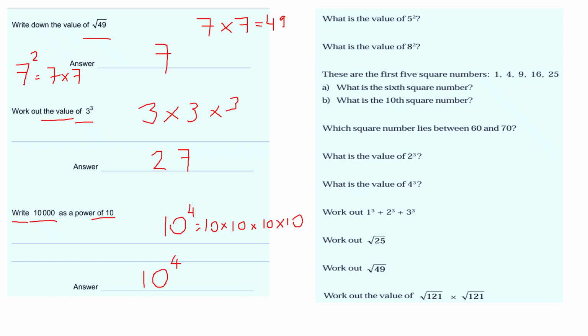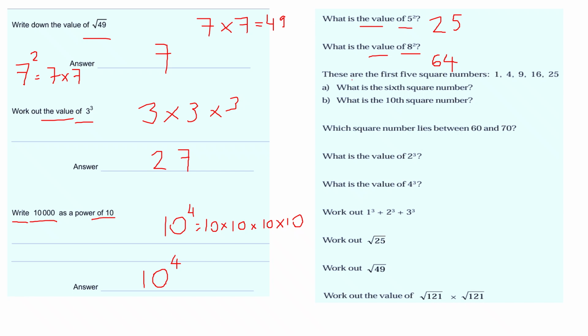Okay, next up, guys, it says what is the value of 5 squared? That means 5 times 5, which is 25. Next up, what is the value of 8 squared, or 8 to the power of 2? That means 8 times 8, which is 64. So these are what we call square numbers, because the square root of 25 is 5, and the square root of 64 is 8.